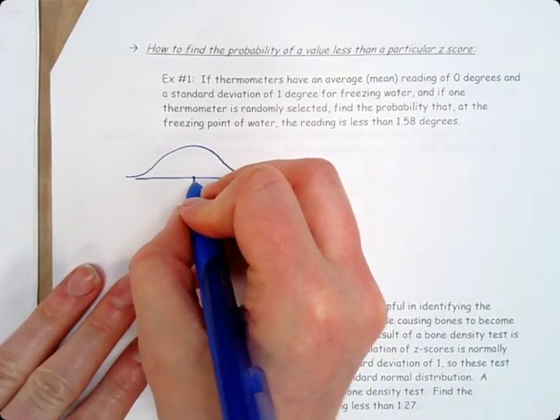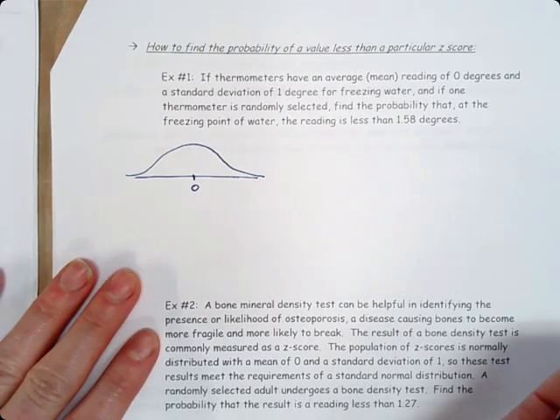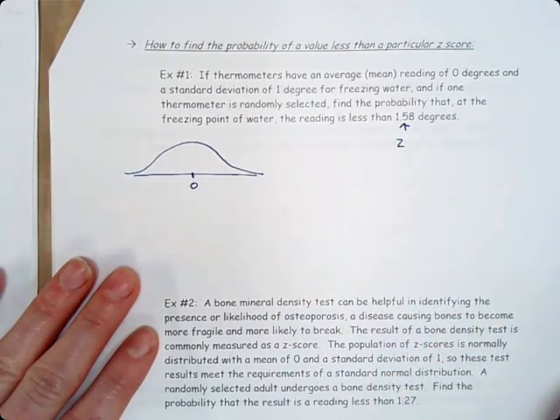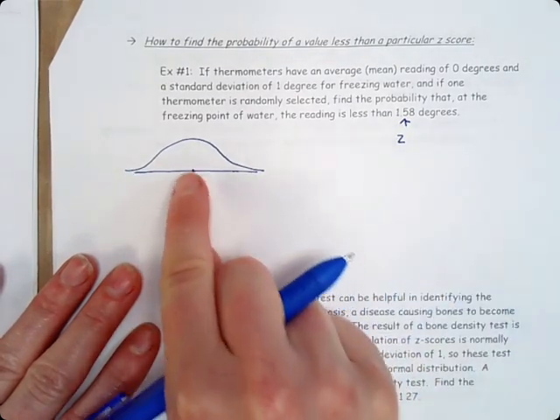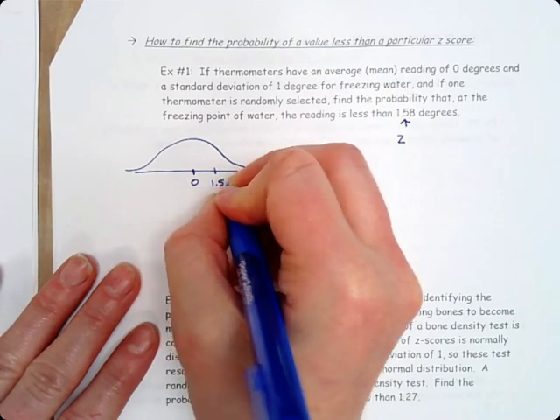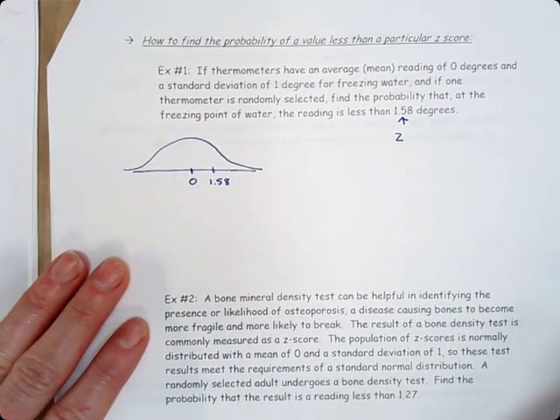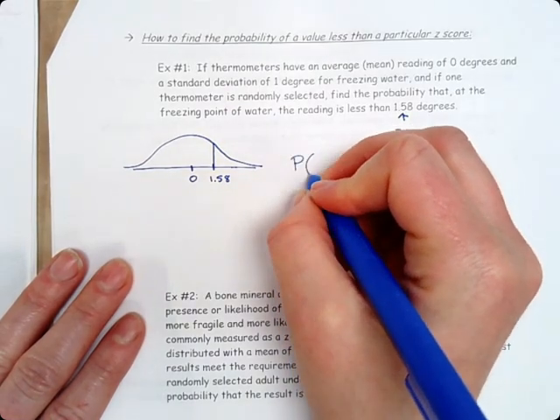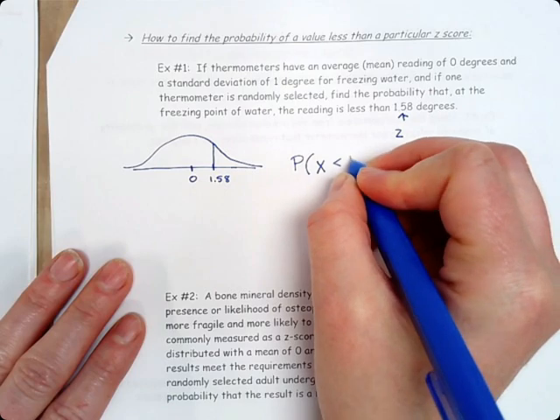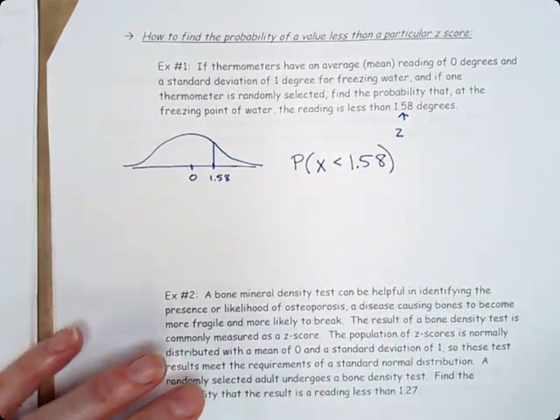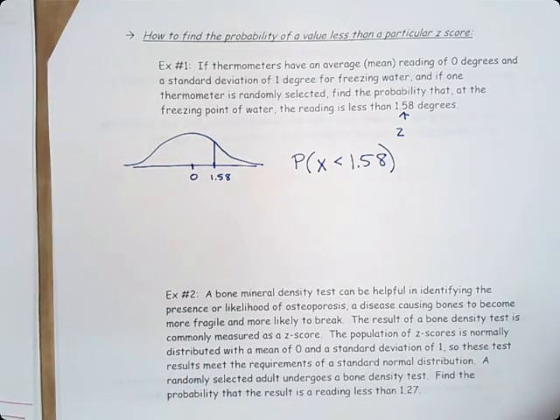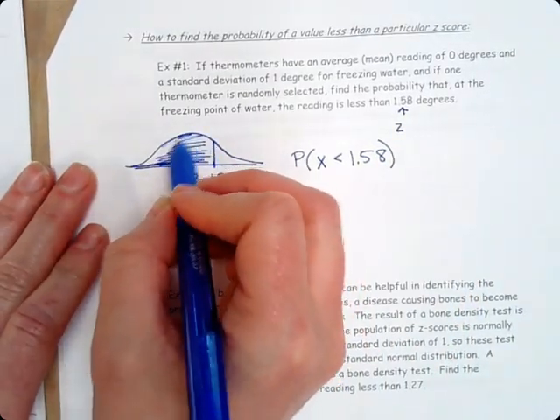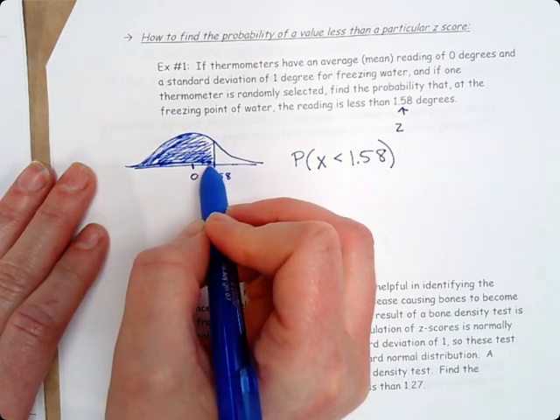We know in the middle is our mean, which in this case is 0. And this is our z-score, so that is above our mean, 1.58. I'm going to go ahead and draw the line all the way to the curve. So we're going to know the probability that the reading X is less than 1.58. So that means I'm going to go to the left and find the area of the region to the left of that line.